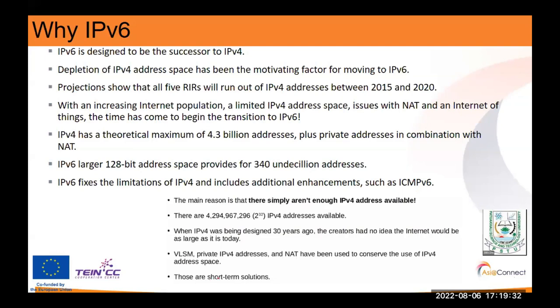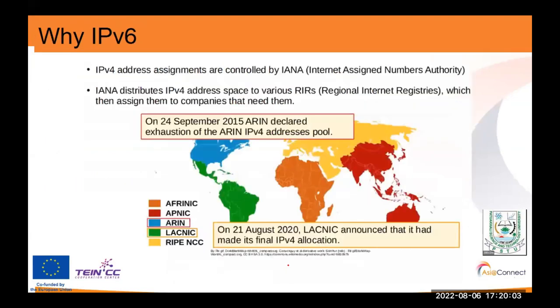IPv4 has some issues, such as variable length subnet masking and IP address exhaustion, and NAT was used as a short-term solution. After that, they introduced IPv6, where 2 to the power 128 hosts can be connected. But there are specific address groups for specific users. Also, IANA, the Internet Assigned Numbers Authority, has already run out, and in 2020 LACNIC and ARIN also ran out of IPv4. That's why they introduced IPv6.